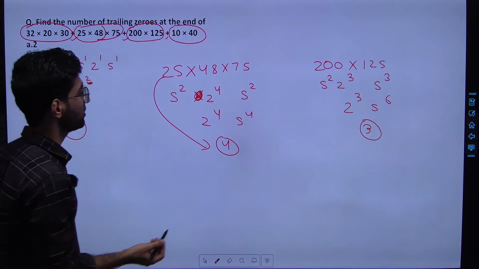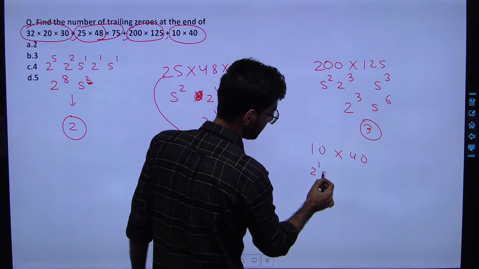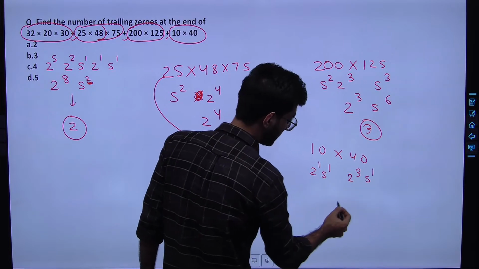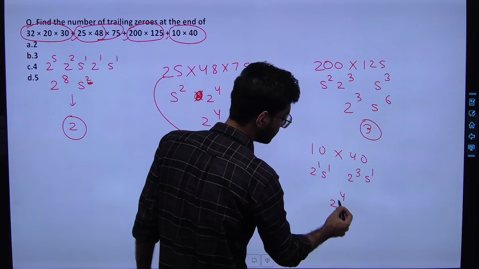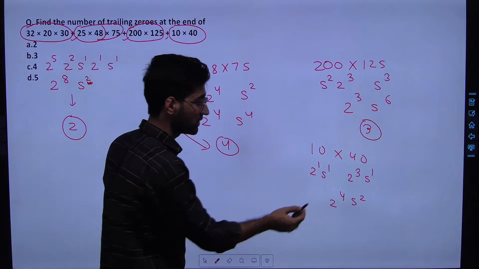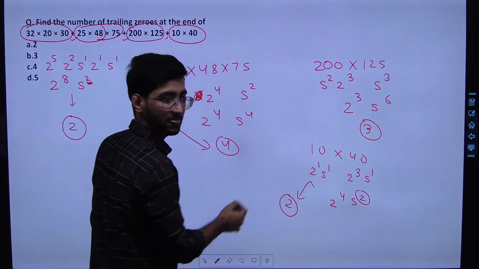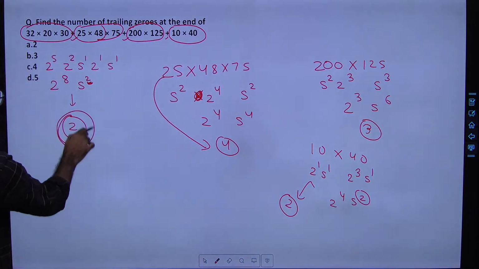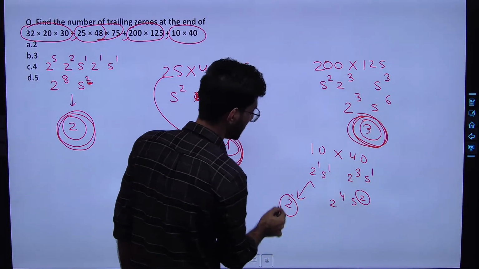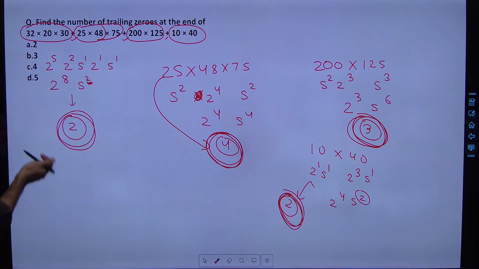Now let us look at 10 into 40. 10 is 2 to the power 1 into 5 to the power 1, and 40 is 2 to the power 3 into 5 to the power 1. So what is the power of 2? It is 4. And what is the power of 5? That is 2. Obviously the power of 5 is less, so the number of trailing zeros is equal to 2, right? So the counts are 2, 4, 3 and 2. What is the minimum number of trailing zeros? 2. So the correct answer is 2.